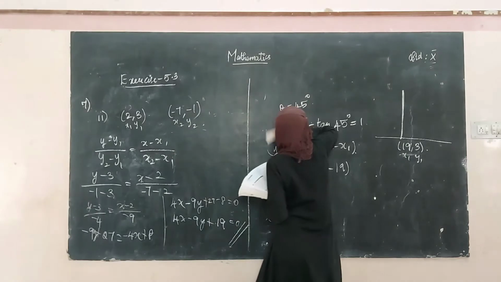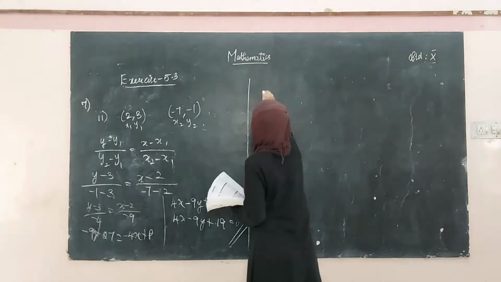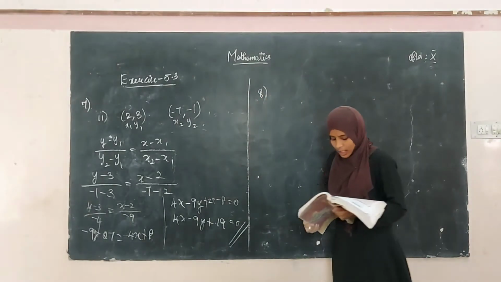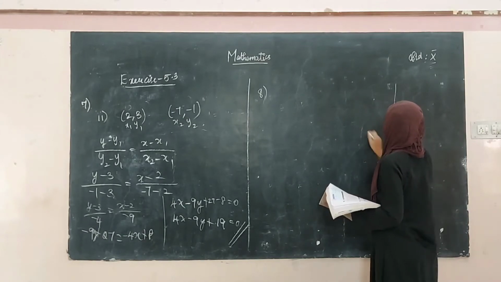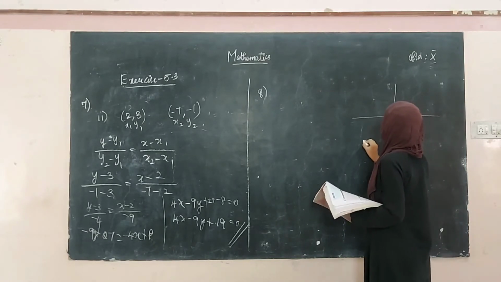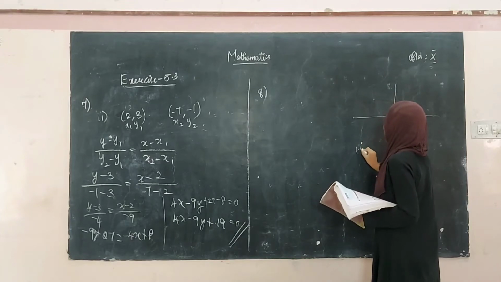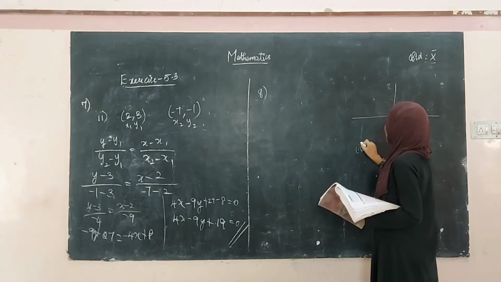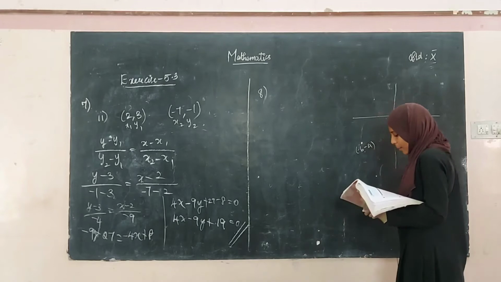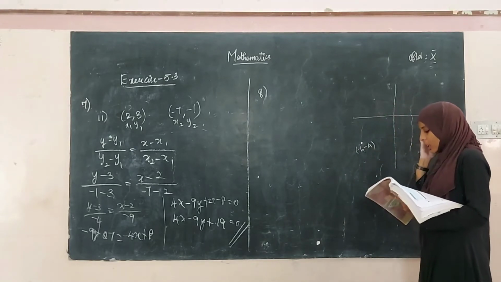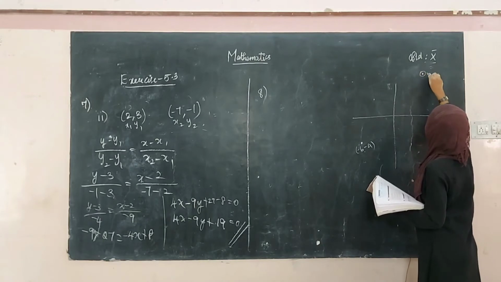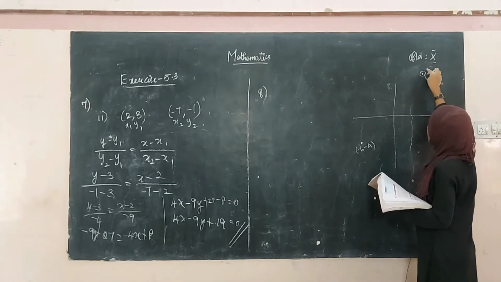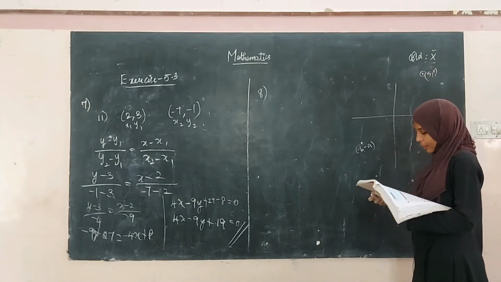Okay, see the eighth sum. A cat is located at the point minus 6 comma minus 4. So let this be the graph. Minus 6 comma minus 4 on that line. So this is the point of the cat. In the xy plane, a bottle of milk is kept at 5 comma 11. So let this be 5 comma 11. This is the place of the milk.